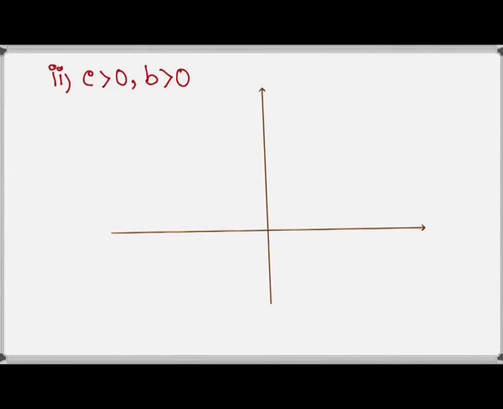Second subcase is c is strictly bigger than 0 and b is strictly bigger than 0. Here the parabola is like this. This is the y-intercept 0, c. Here is the vertex P, and here also alpha is equal to beta.